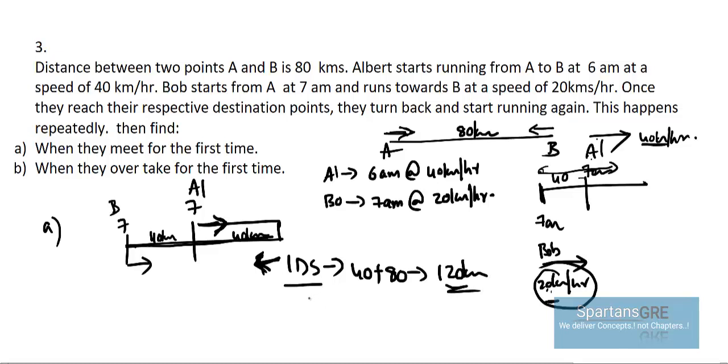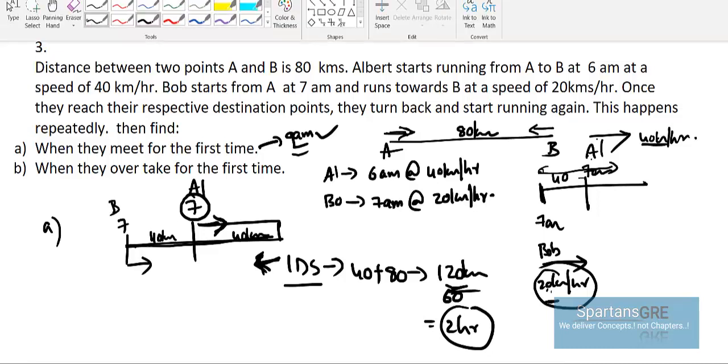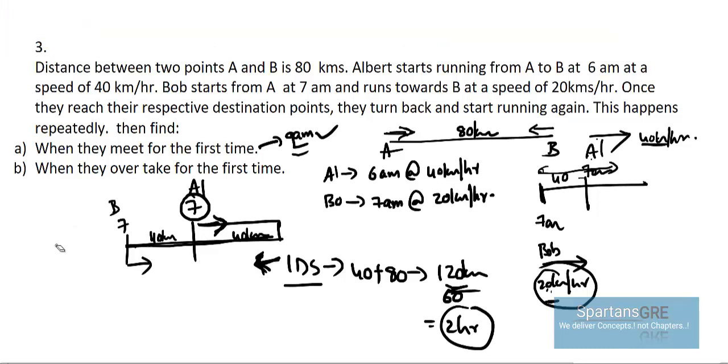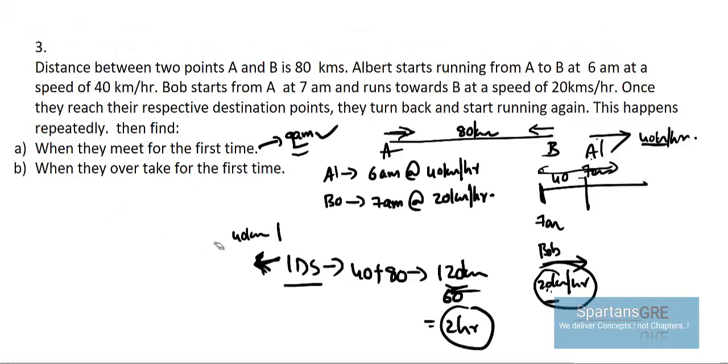Relative speed again is the sum of 40 plus 20, which is 60. So that means they will meet after 2 hours. 2 hours from when? 2 hours from 7. So your first answer for the meeting is 9 a.m. After 2 hours they will meet. So this is fine, no issues. A timeline diagram is not needed for the first question. But for the second question, a timeline diagram is compulsory.